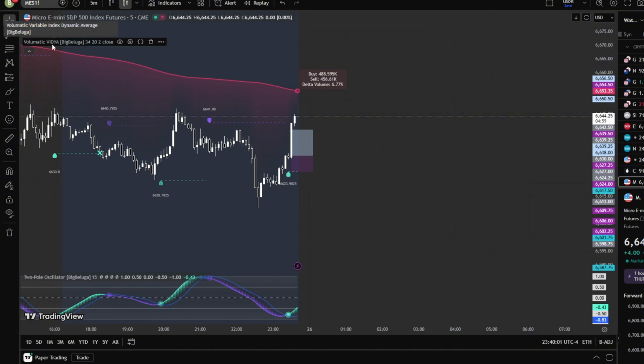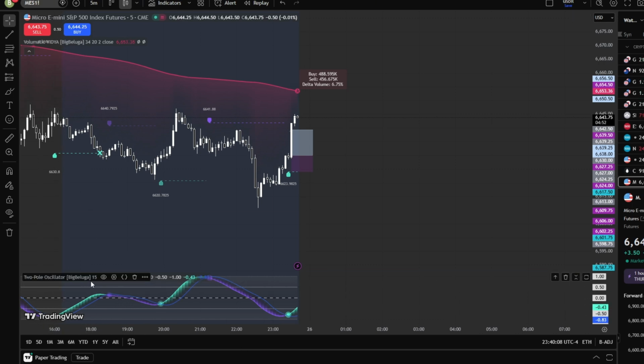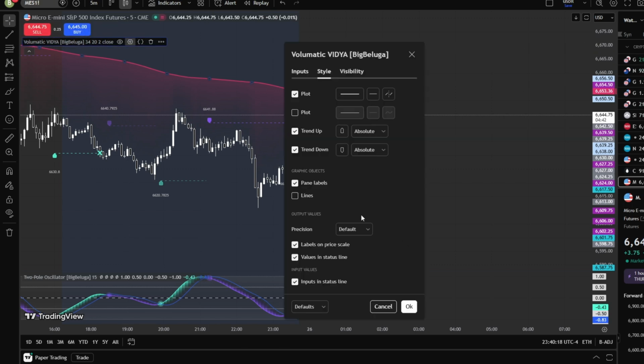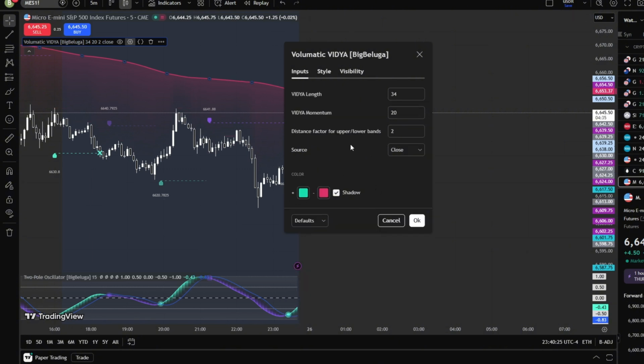We're gonna get Volumetric Video by Big Beluga over here, and then you're gonna get the 2-Pole Oscillator by Beluga as well. When you get the Volumetric Video, go to the settings. First of all, turn off the lines. You don't want this, it's annoying. Second, turn length to 34. I don't know what it was at earlier, but change it to 34. It's just ideal. It's what's been working.